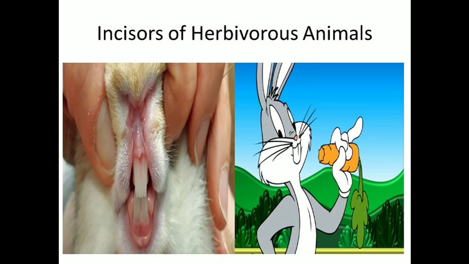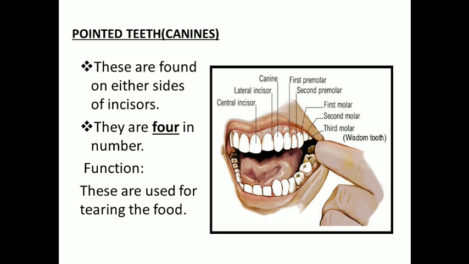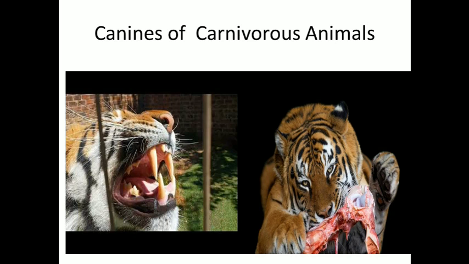Pointed teeth or canines. These are found on either side of the incisors. They are four in number, and their function is tearing the food. Now, as you can see here in the picture, the tiger, which is a carnivorous animal that feeds on the flesh of other animals, has well developed sharp canines. These sharp pointed canines help them to easily tear the flesh of their prey.